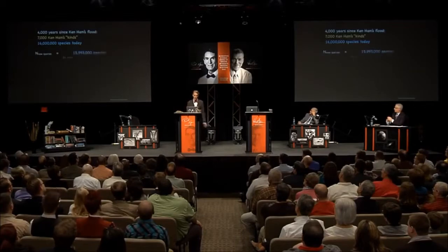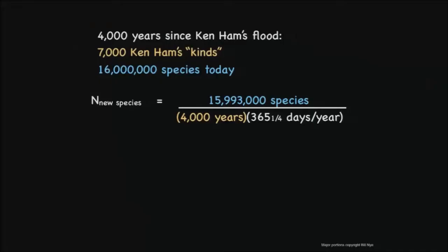If these came from 7,000 kinds, let's say we have 7,000 subtracted from 16 million, that's 15,993,000. We have 4,000 years, we have 365 and a quarter days a year. We would expect to find 11 new species every day.